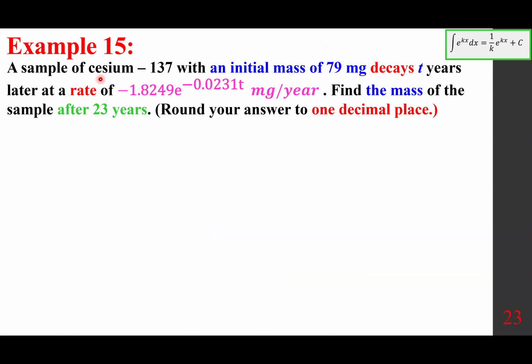A sample of cesium-137 with an initial mass of 79 milligrams decays T years later at a rate of negative 1.8249 e to the power of negative 0.0231 T milligrams per year. Find the mass of the sample after 23 years. Round your answer to 1 decimal.